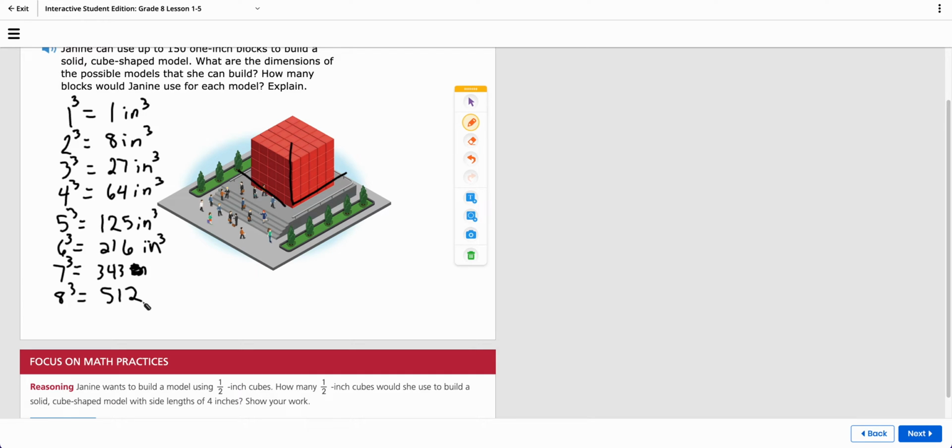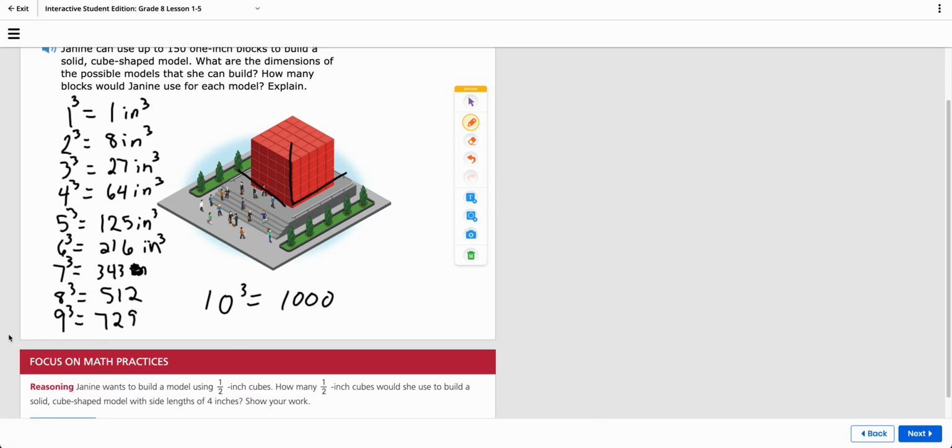9 cubed is 729, and 10 cubed, I'd like you to have these written, by the way. 10 cubed is 1,000. 10 times 10 times 10 is 1,000. We're going to need these lists, like we did the list of square numbers up through 10. It's good for you to have a list of cube numbers up through 10 as well for what we're doing right now.